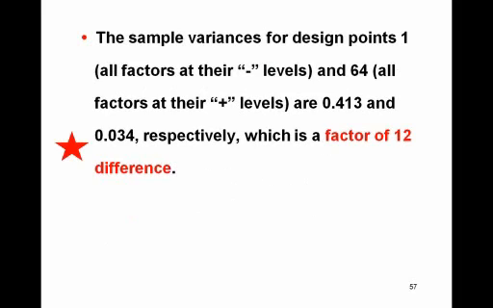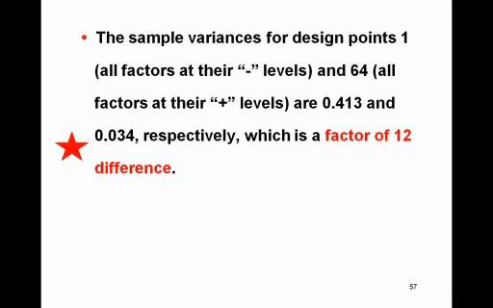The sample variances, let's see how good we do here in terms of homogeneity of variances, the standard assumption in classical statistics. The sample variances for design points 1. Design point 1 is all factors at their minus level, and design point 16, all factors at the plus levels. The sample variances are 0.4 and 0.03 roughly, which is a factor of 12 difference.